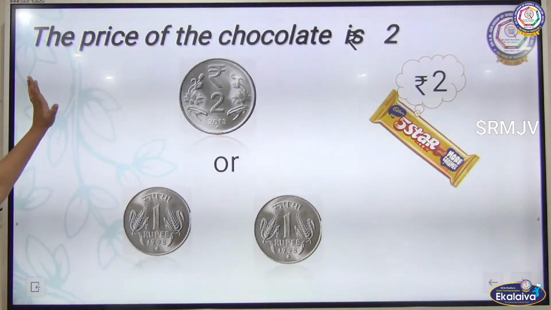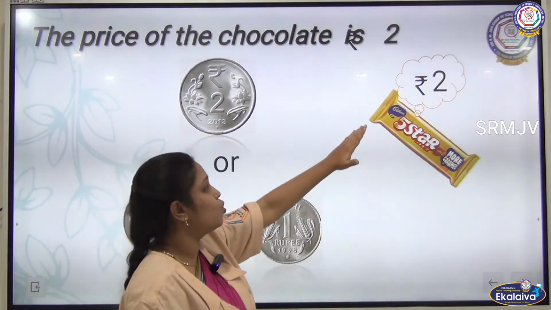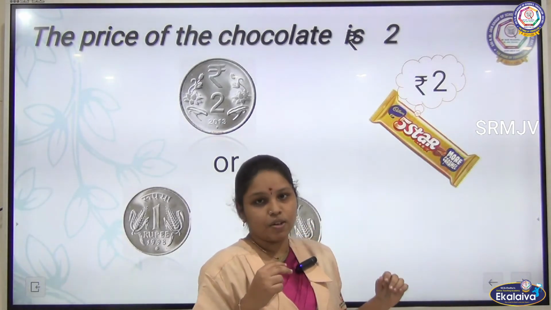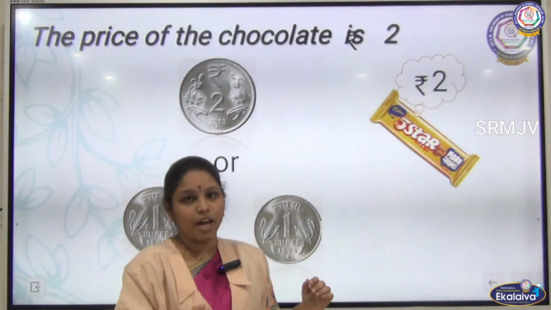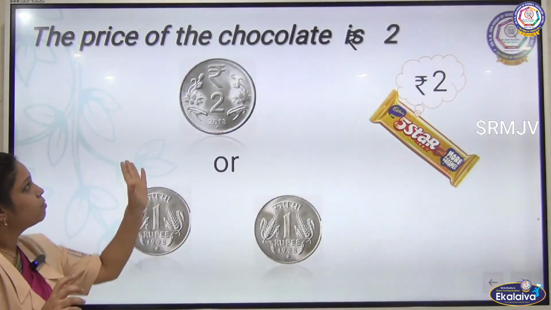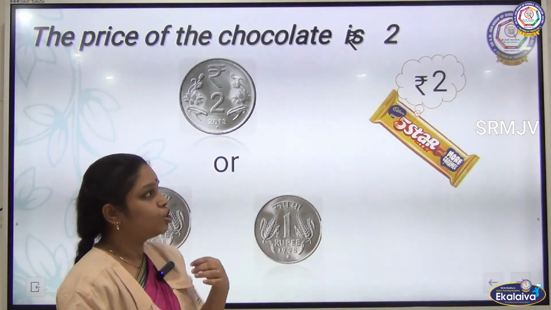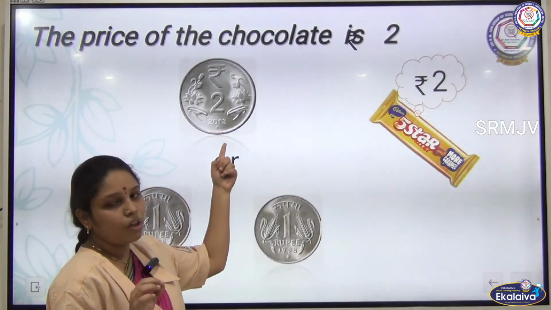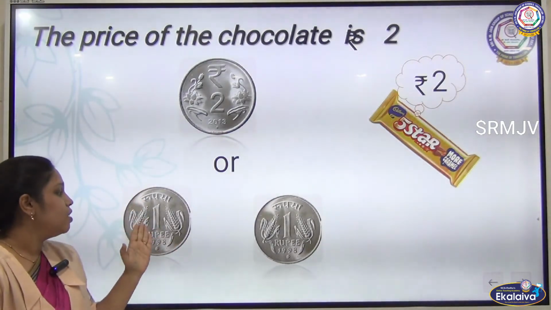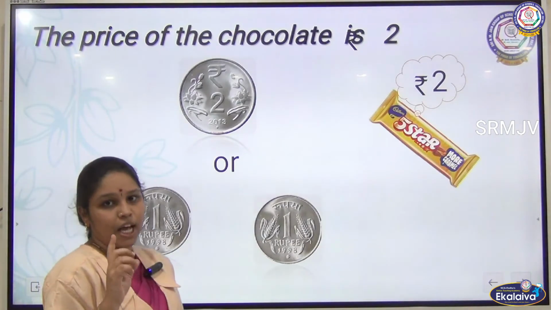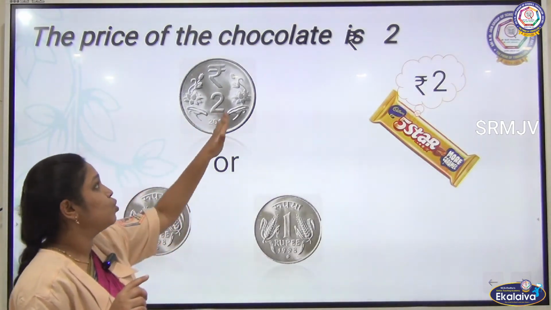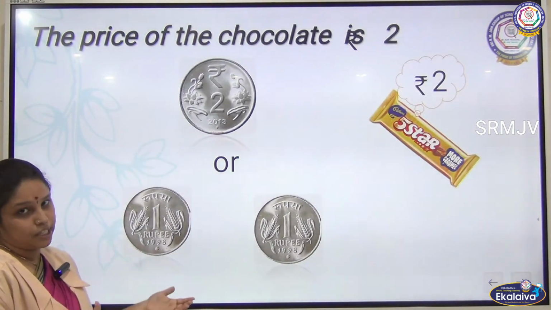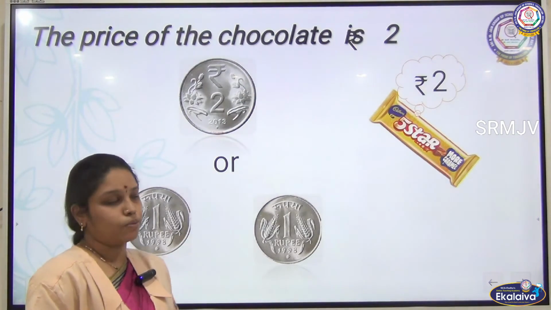Okay, first one, see, the price of the chocolate is rupees 2. See the chocolate? What is the cost of the chocolate? 2 rupees. Okay, if you give the rupees only, the shopkeeper will give the chocolate to you, otherwise they won't give. So, which coin should you give to the shopkeeper now? Rupees 2, no? You have to either give a 2 rupees coin, or otherwise you can give two 1 rupee coins. You can give a 2 rupees coin or two 1 rupee coins. Okay, you can give either this or that. You can't give both. Okay, it will be more amount.